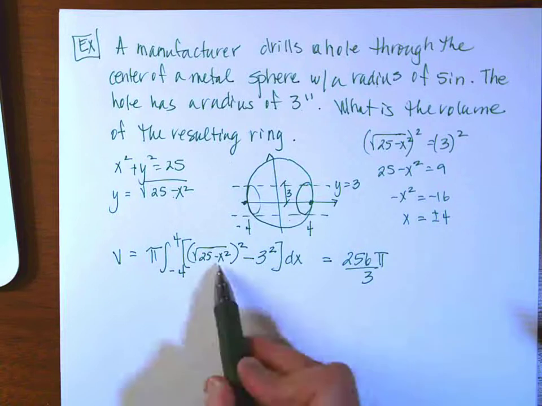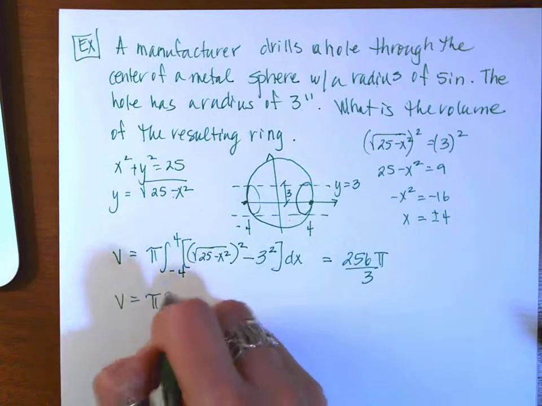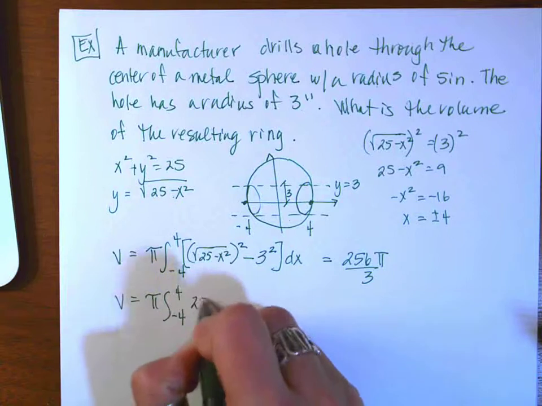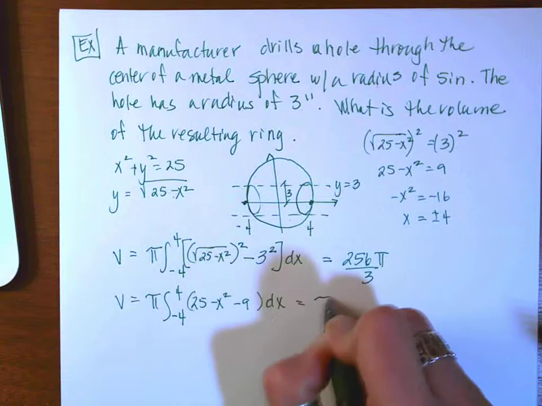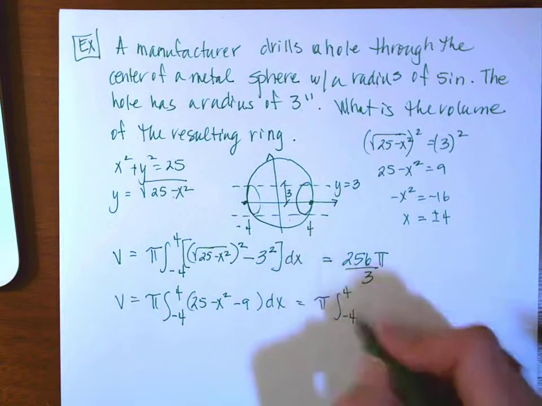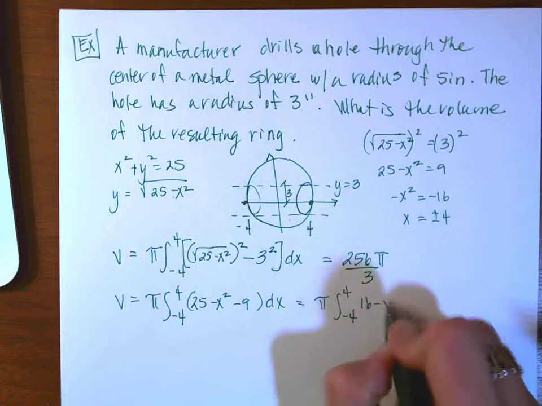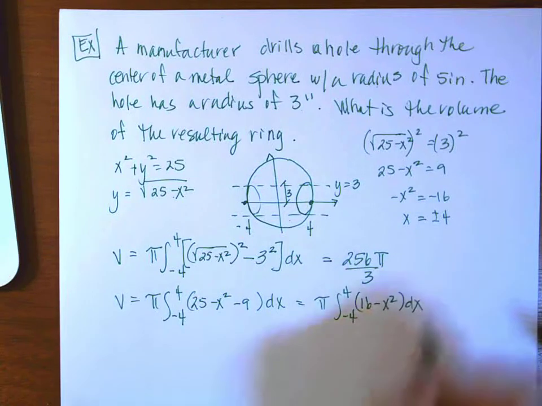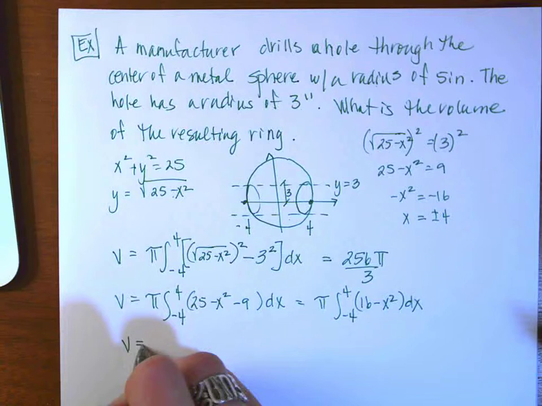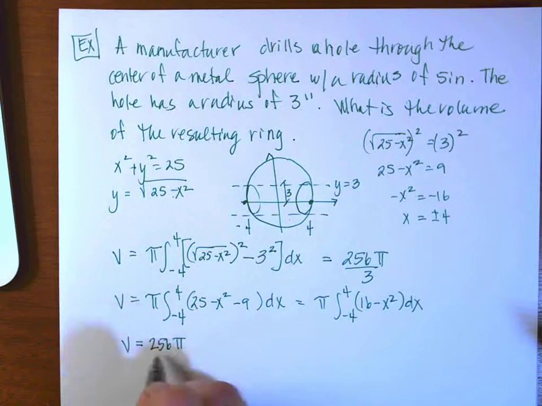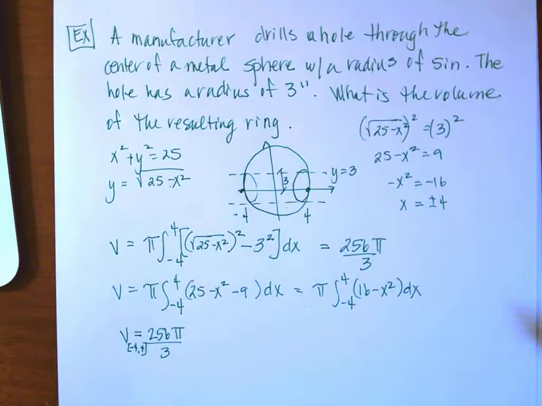And if I'm skipping too many steps, you can talk to me about it in class, but I'll just simplify the radical a little bit, because remember, I think you're brilliant, so this is 25 minus x squared minus 9 dx. So this is just pi, negative 4 to 4, 25 minus 9 is 16 minus x squared dx, and that is indeed a very easy integral to evaluate. All right, write my conclusion statement at the end of my work, and I'm going to get that my volume is equal to 256 pi over 3, and it would be the volume from a negative 4 to 4.